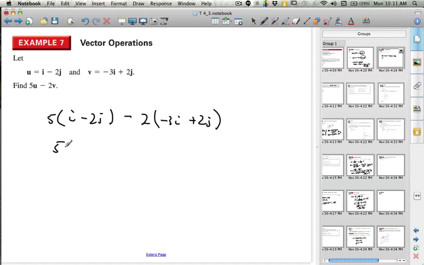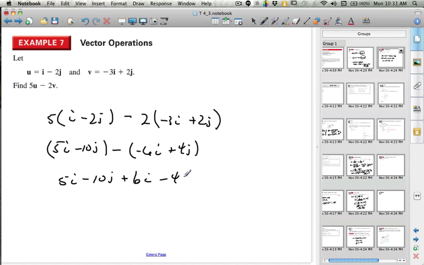I'm going to distribute the coefficients, 5i minus 10j, minus -6i plus 4j. So I've left the parentheses on. And now I'm going to distribute the subtraction, or the -1, if you want to think of it that way. So it'll be plus 6i minus 4j. And then I combine like terms. 5 and 6 is 11i. Minus 10 minus 4 is minus 14j. And there's my new form.